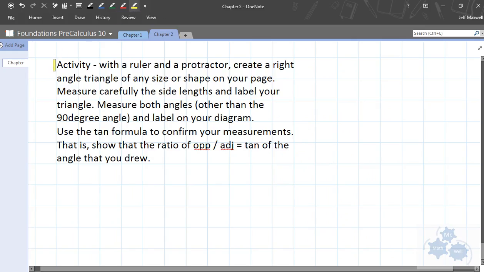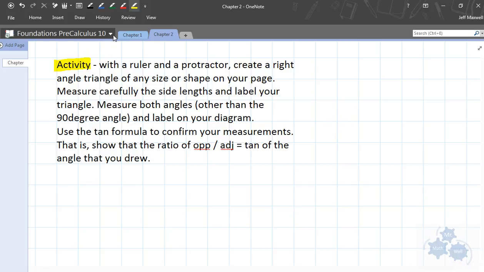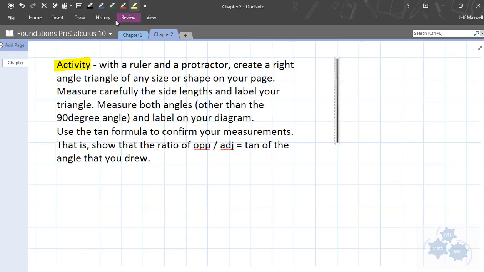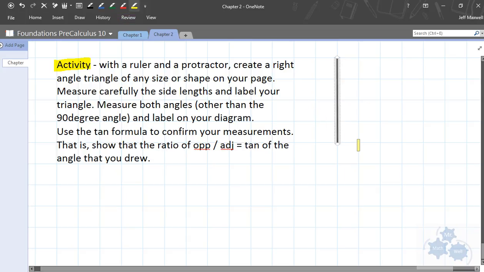In this activity that I'd like you to do, I want you to create a right angle triangle, a right triangle, with your ruler. If you have graph paper, you can use the lines on your graph paper. But you create one of any size, any shape on your paper. I'm going to make a right angle triangle here. This is a 90-degree angle because I've lined it up with the lines on my paper.